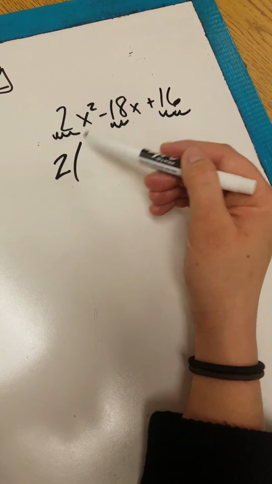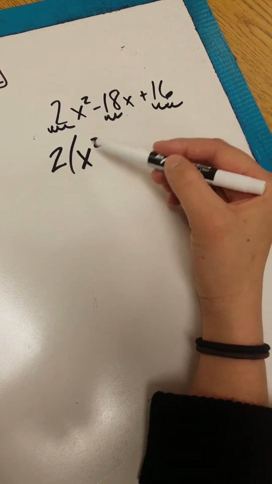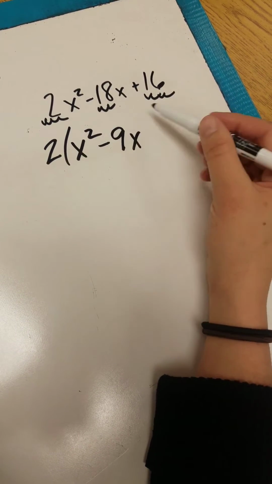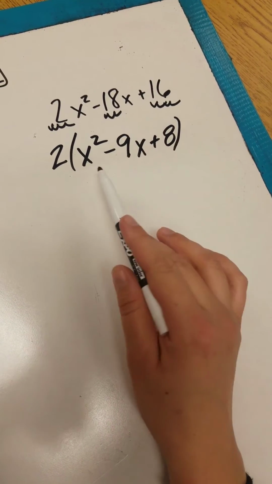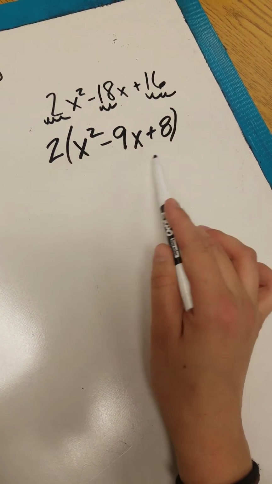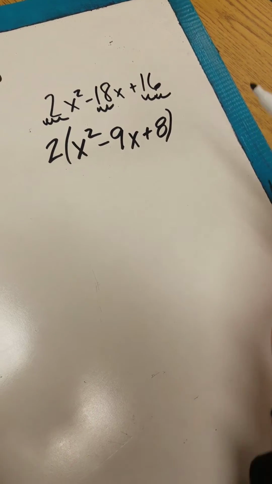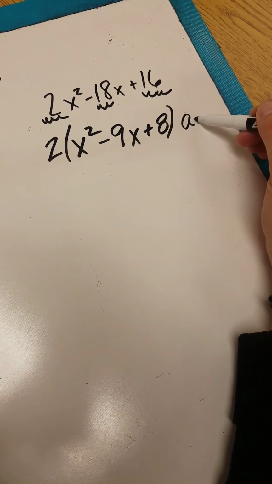So we had 2x squared divided by 2. We have 1x squared left. Negative 18x divided by 2 is going to leave us with a negative 9x. 16 divided by 2 is going to leave us with an 8. Okay. If you look inside your parentheses, you do not just have a linear term, so we have to try to go further. So the way we go further with a trinomial is we do a times c.